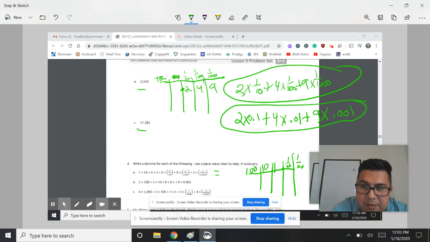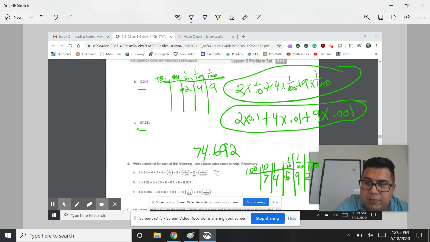7 times 10, there's 7 tens. 4 times 1, there's 4 ones. Now we have our decimal, and then we have 6 times 1/10, that means 6 tenths. 9 hundredths. And then we have the thousandths spot, and we have 2. Okay, so now we can pull out our number. It's 74.692. Okay, that's the number right here, and that's how you would get A.